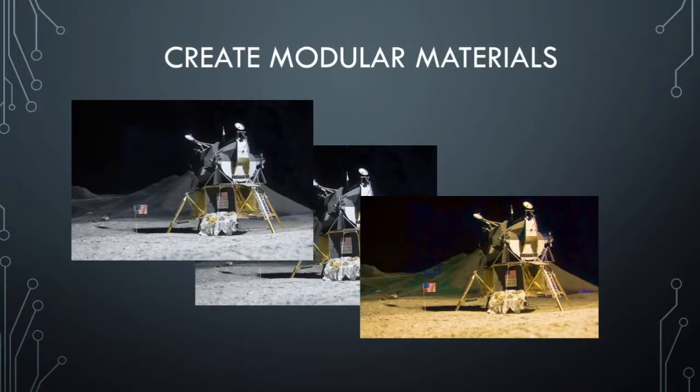Another thing you could do is create module materials. This is an image of the Apollo lunar landing module. In the same way that this landing module detaches itself from the mothership and lands on the moon to perform its activities, you can create content that can be detached from your overall course mothership and applied to other courses.